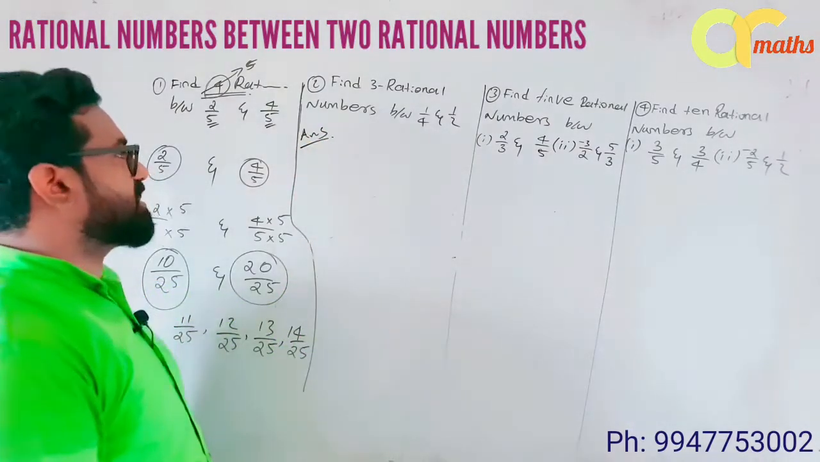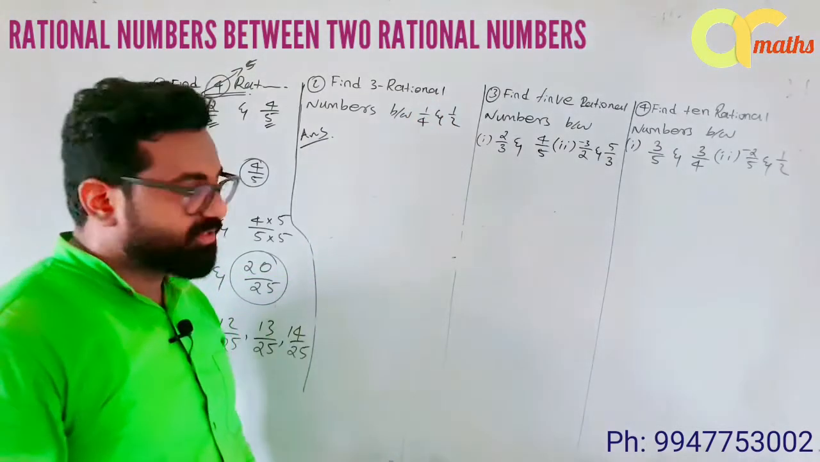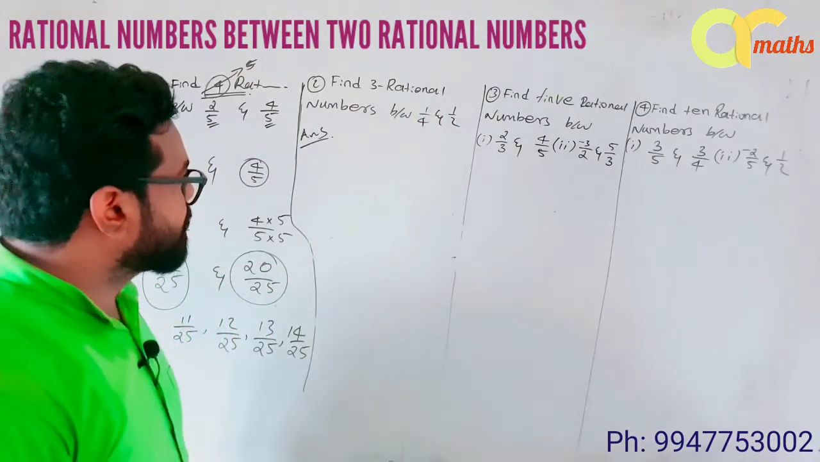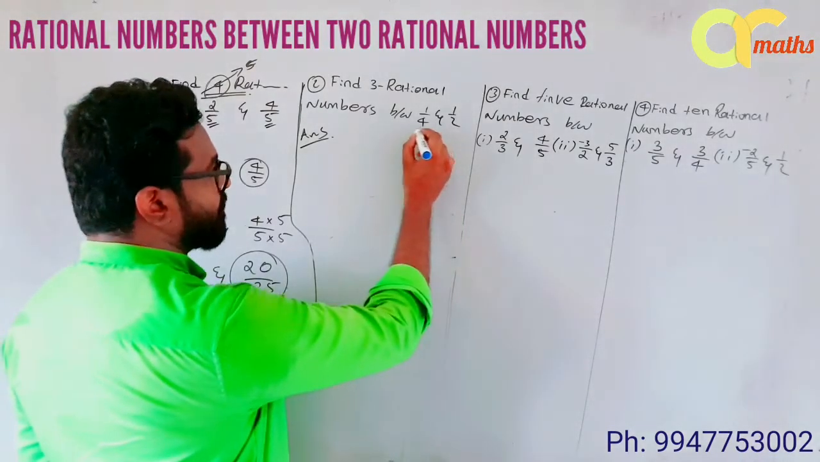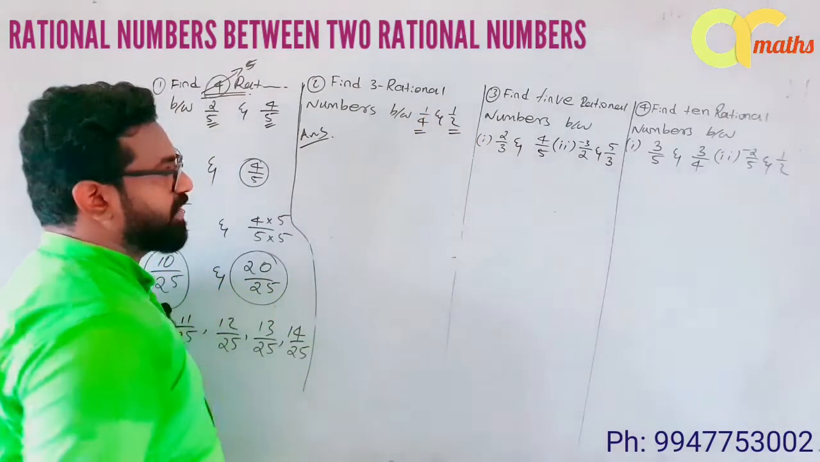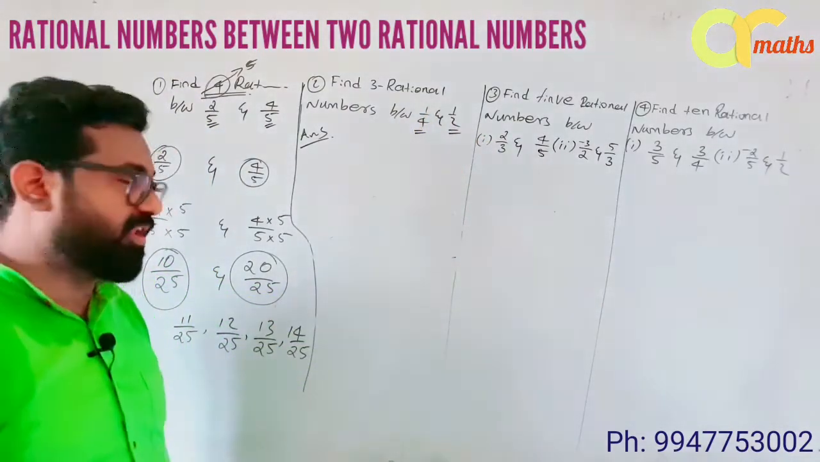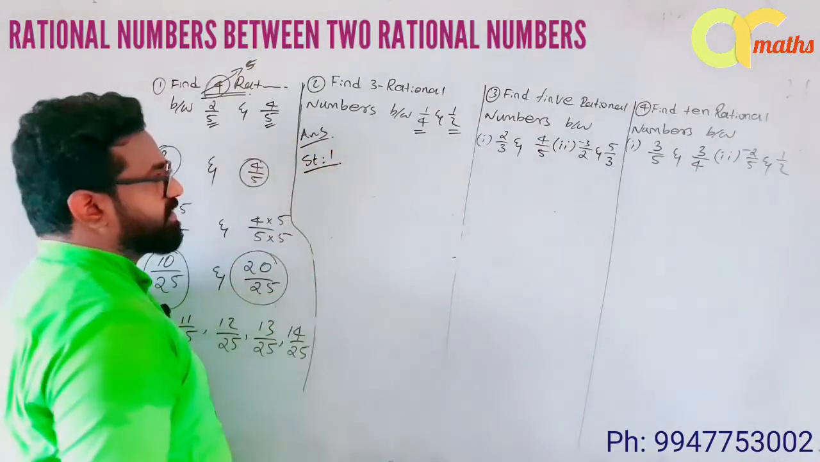Find 3 rational numbers between 1 by 4 and 1 by 2. What is our first step? Make the denominators the same. So here 1 by 4 and 1 by 2. Here divide by 4, here divide by 2. The denominators are not equal. So step 1: we have to make the denominators the same.